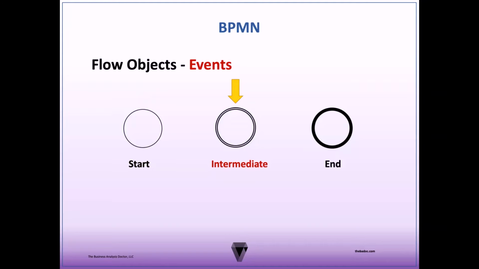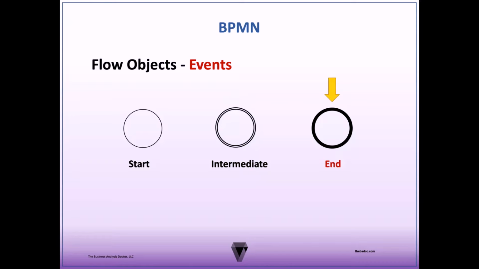Next, we have our intermediate events. An intermediate event indicates where something happens between the start and the end of a process. It usually affects the flow of the process, but will not start or directly end the process. Intermediate events are presented as circles and must be drawn with a double thin line.